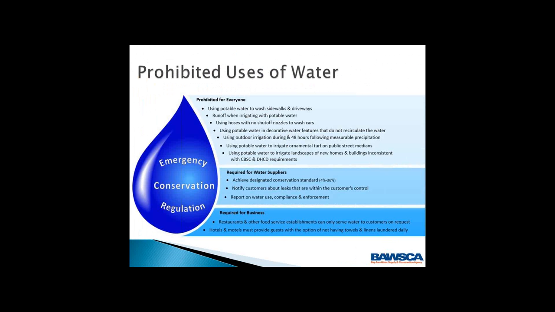These are the prohibited uses of water for everyone. I won't go through all of these, but they range from using potable water to wash sidewalks and driveways to installing hoses with a shutoff valve. And it shows not only prohibited uses for everyone, but also required for water suppliers. So water suppliers have to achieve a conservation standard anywhere between 4% and 36%. They have to implement certain programs to help reach these goals and notify customers about leaks that are within the customer's control. It also means a little something for businesses as well. So restaurants, other food services can only serve water upon request, so things like that. So it does affect everybody, either if you're on residential or a commercial level, or even supplier.